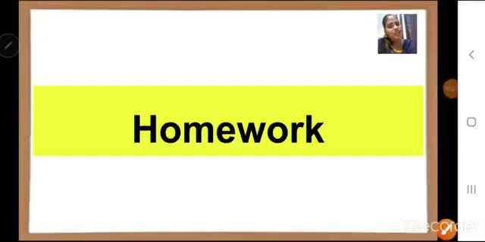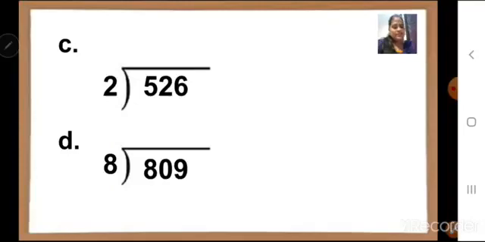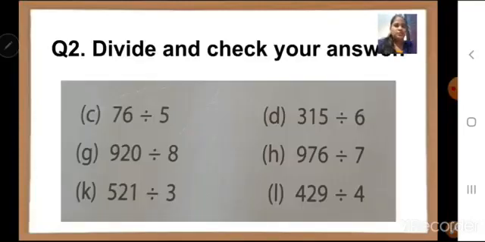Children, now it's time for homework. Your homework is question number 1. Divide the following numbers, your C and D question. And from question number 2, divide and check your answer. This is your homework. Children, in question number 2, you have to check your answer also.